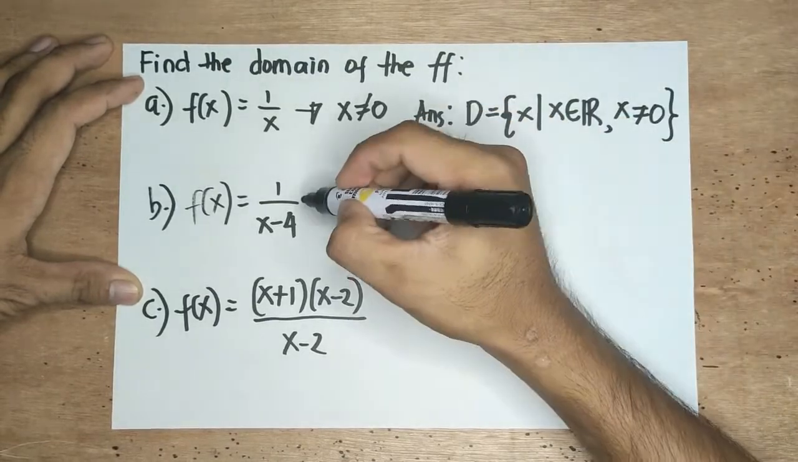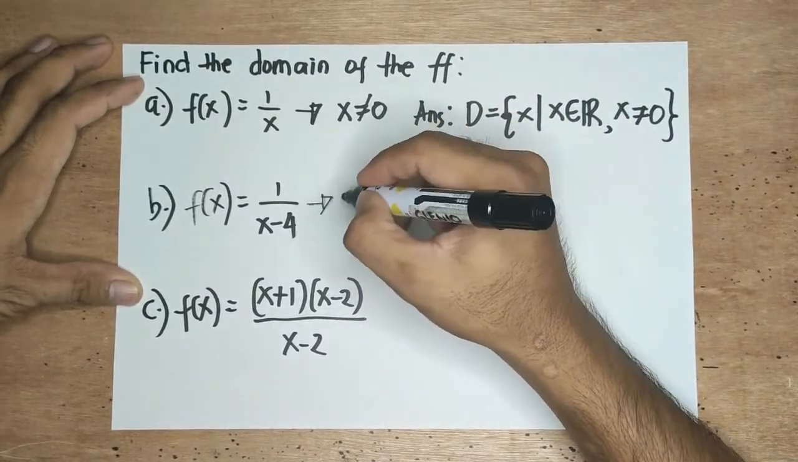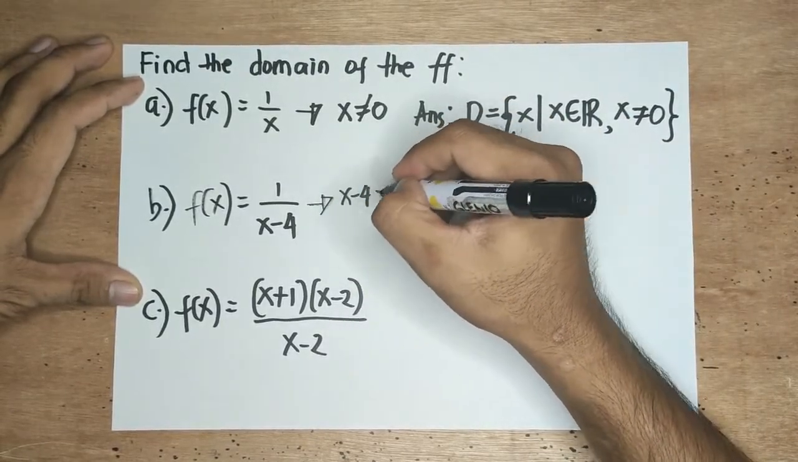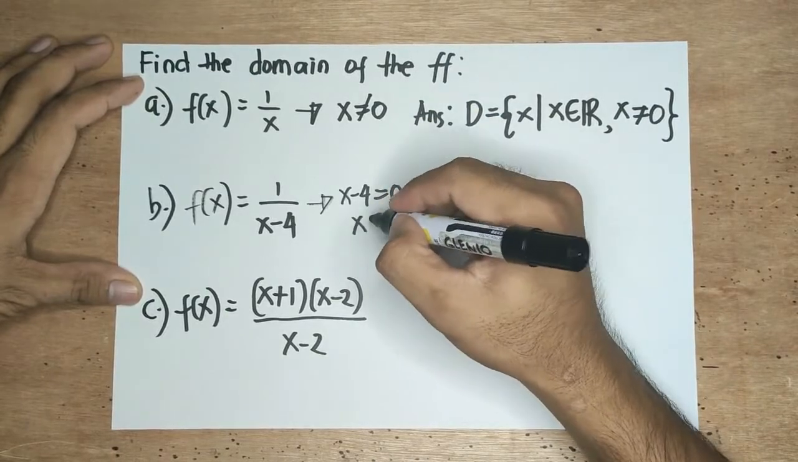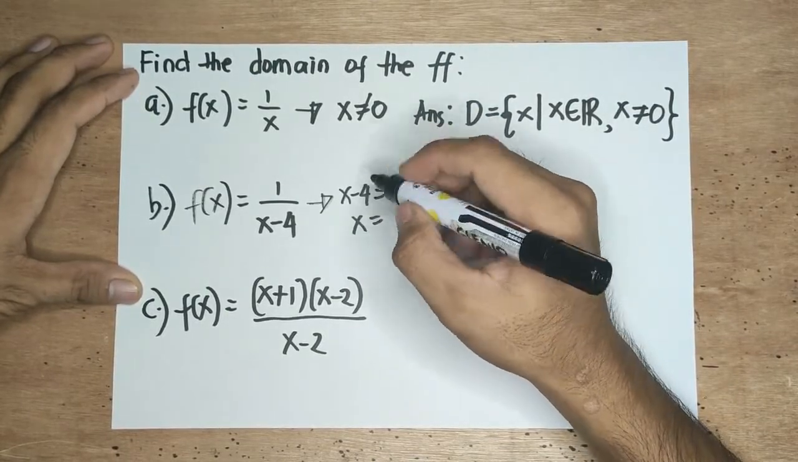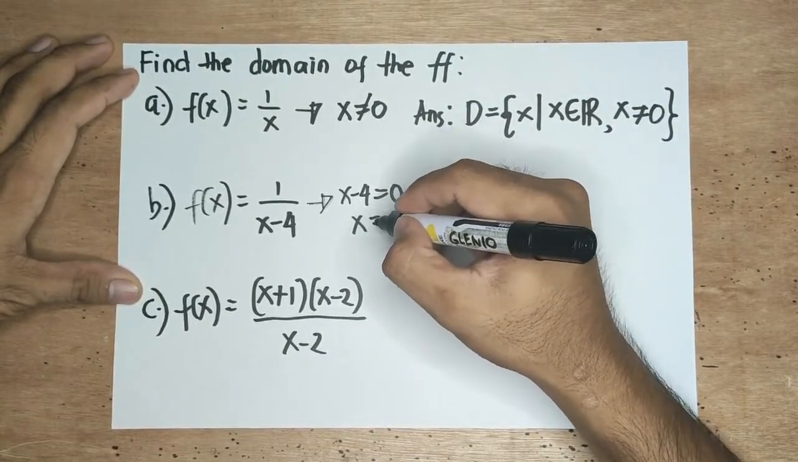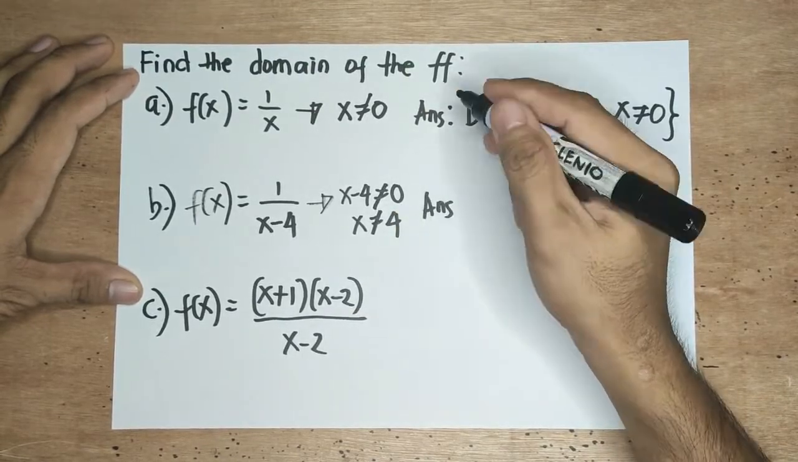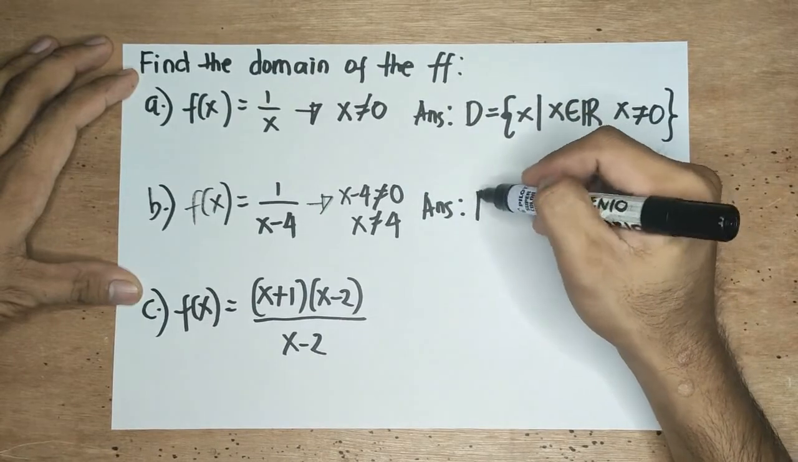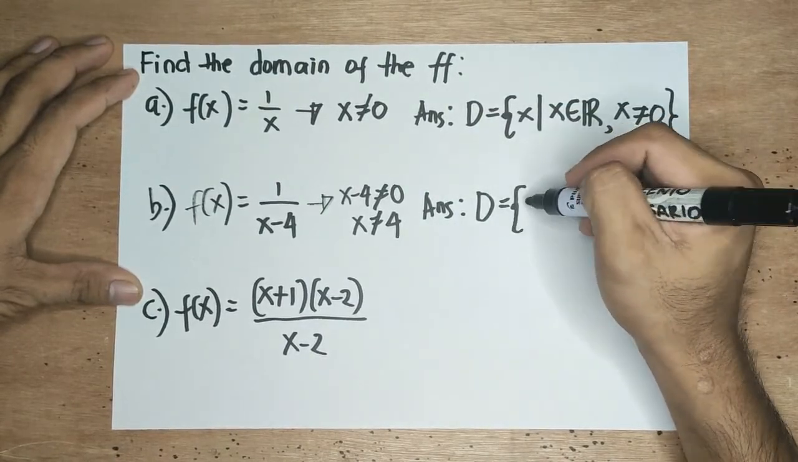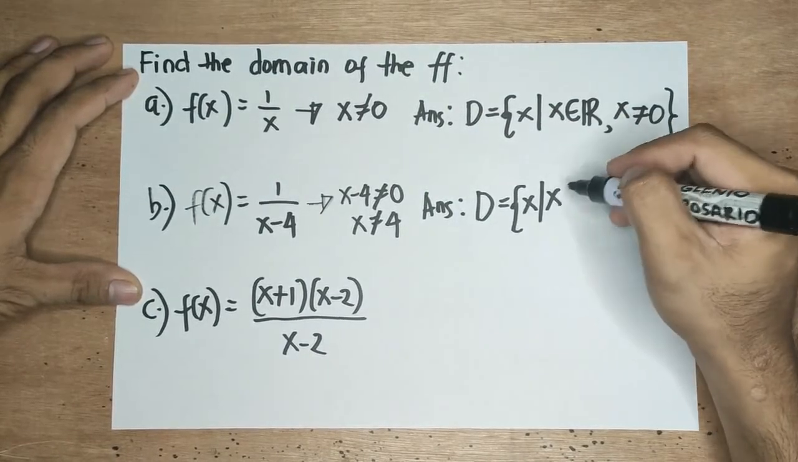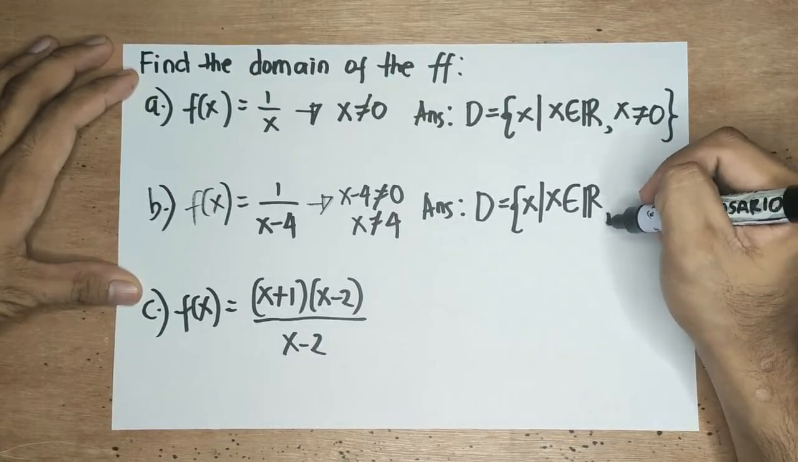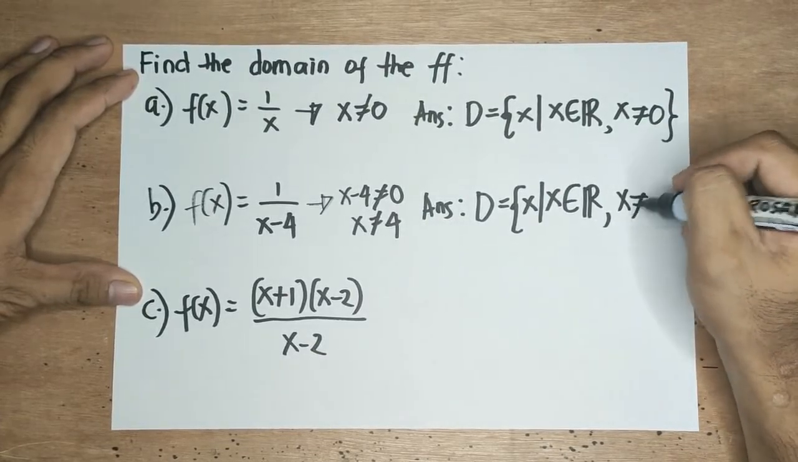Okay? The second one, we have x minus 4. Equate natin yan kay 0. Then x, transposing negative 4, it will give us positive 4. Ito ngayon yung hindi natin isasama. So, therefore, our domain for letter B is set of all x's such that x is an element of real numbers, comma, x is not equal to 4.